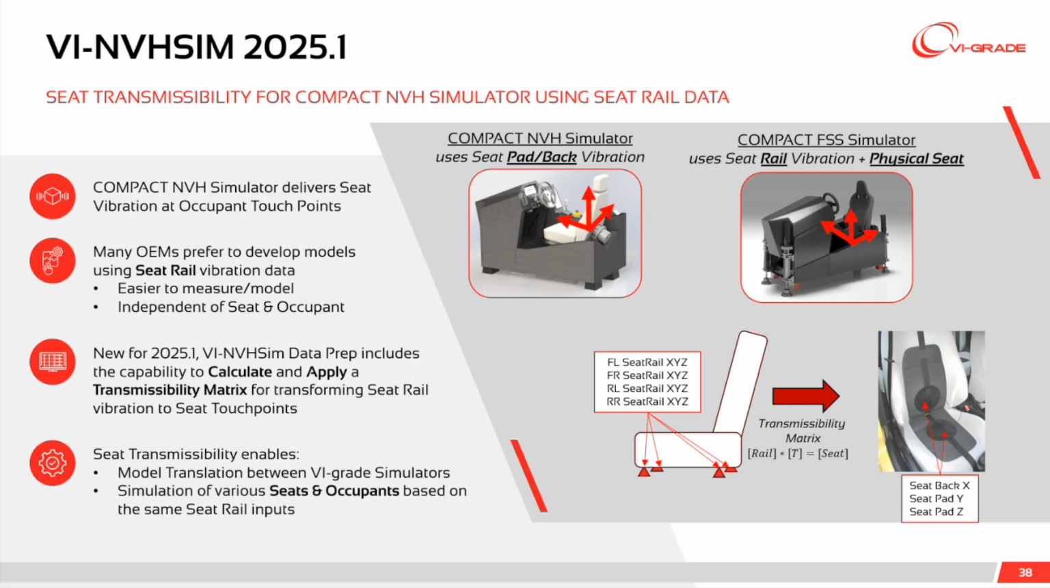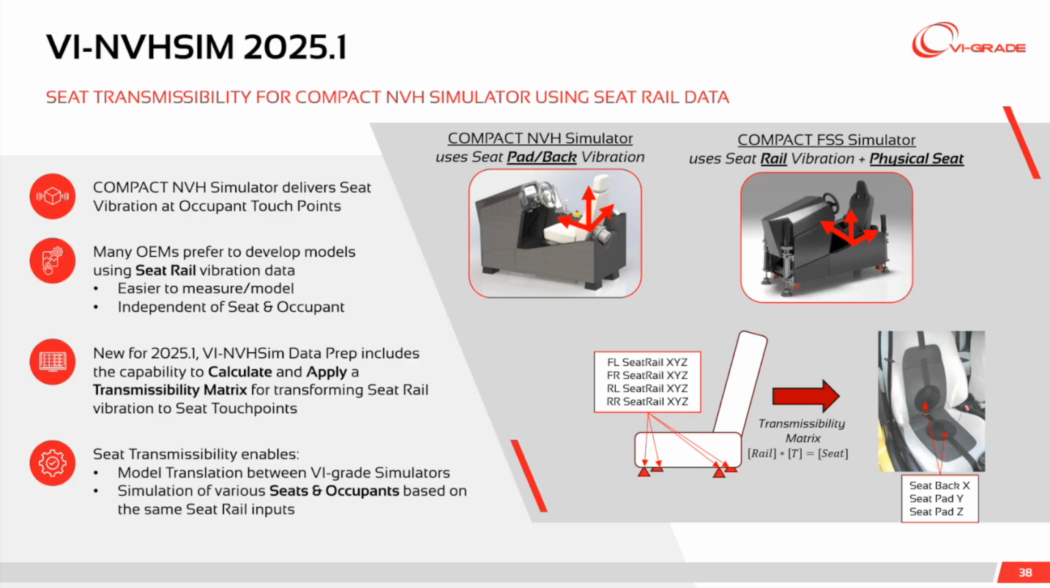Contrast that with the Compact FSS. We're actually exciting at the seat rail, that seat mounting point directly. So the vibration that the driver experiences is a combination of the input seat rail vibration as well as the characteristics of that physical seat. Of course, there are advantages there because you can swap out the physical seat and see how different seats perform given the same inputs. But there's a use case for both.